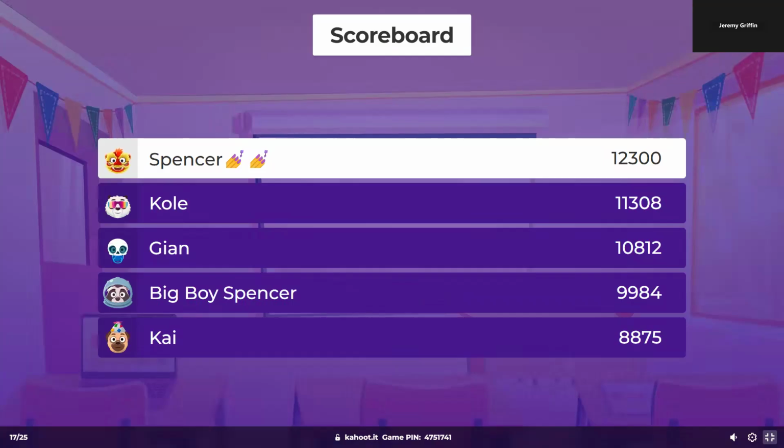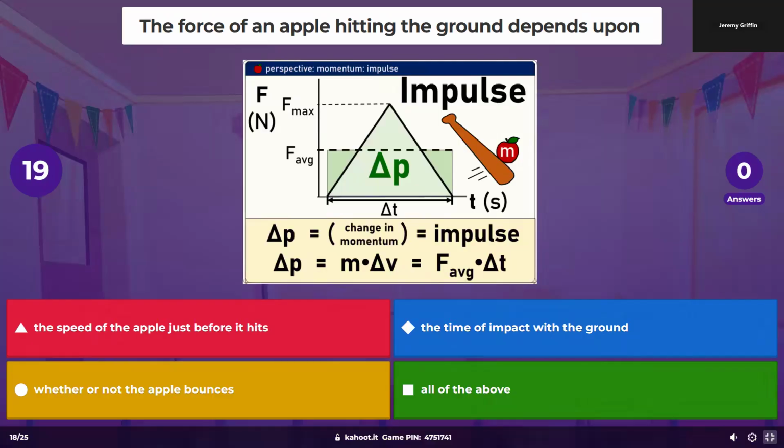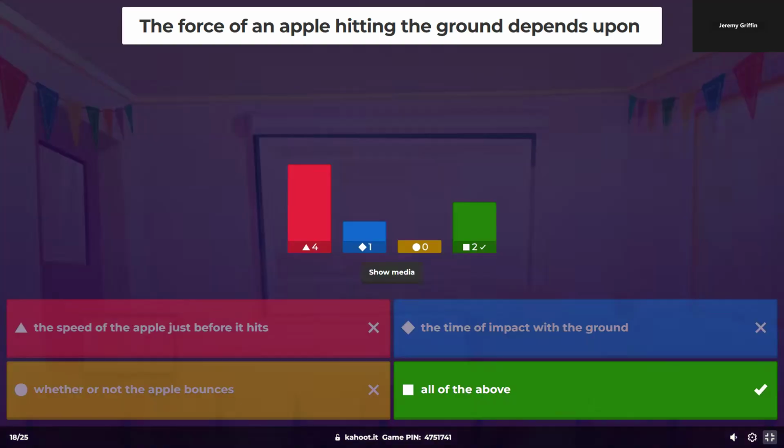Right, Cod, boy Spencer, Gian, Cole, Spencer. Force of an apple hitting the ground depends on. Yeah, all the speed before it hits, the time of impact with the ground, whether or not it bounces. Want to convince you guys that's true.